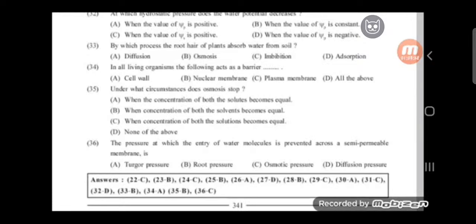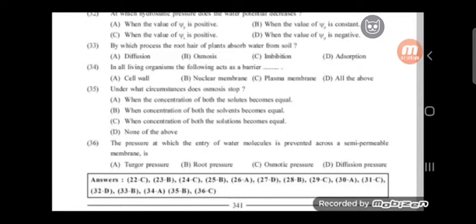So the correct answer for question number 34 is option A, the cell wall. The cell wall acts as the barrier, as you know, for any small living organisms, microorganisms.